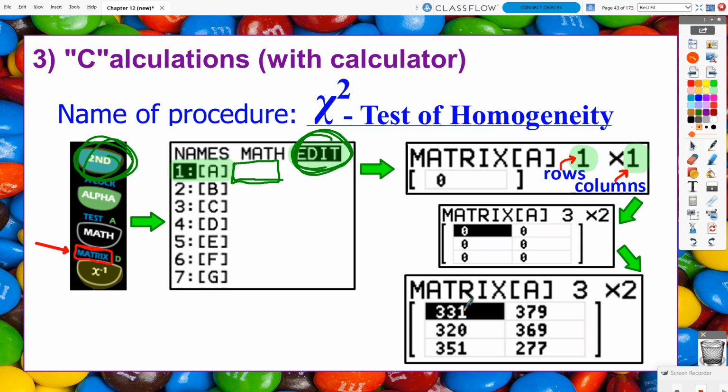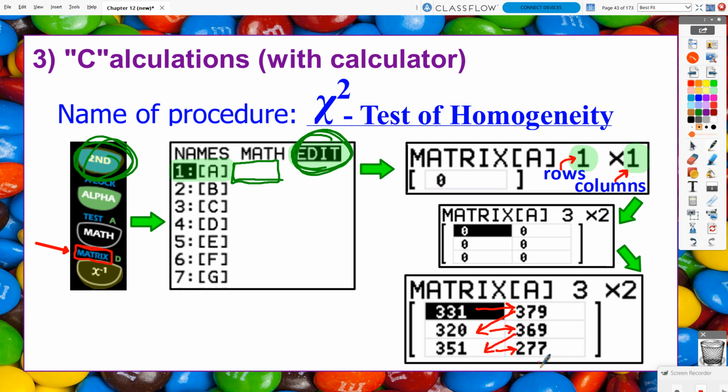So then I can go in and put in my observed counts, the ones that I was initially given here. Every time you put in a number, you press enter, and it takes you over to the right, zigzagging through the matrix. You start with the top left, then the top right, then down to the next row, and over to the next column, and so on, until you have the whole thing filled out.